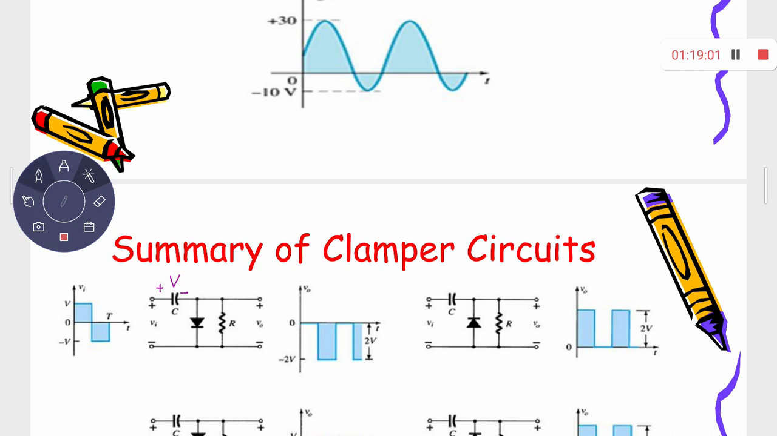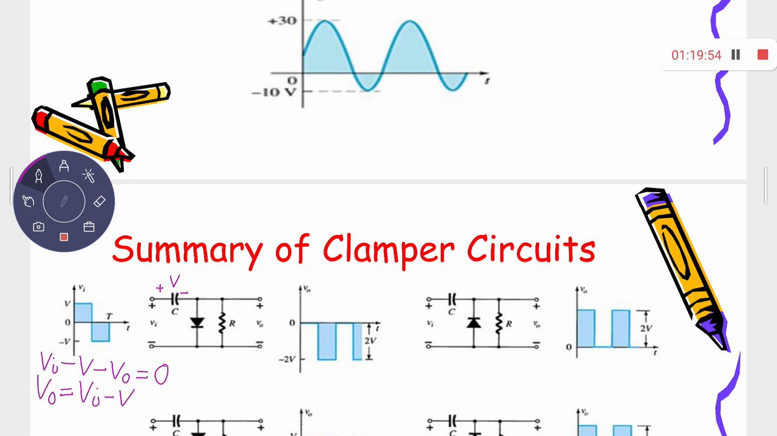So if I write down the KVL, VI minus plus, then plus minus, that means minus V, then another plus minus, minus V, that is equal to 0. So VO is given by VI minus V. Try to understand. We have six such circuits, all of them are clampers: positive clamper, negative clamper, positive unbiased clamper, positive bias clamper, negative bias clamper, something like that. So VI minus V minus VO is equal to 0, so VO is equal to VI minus V.